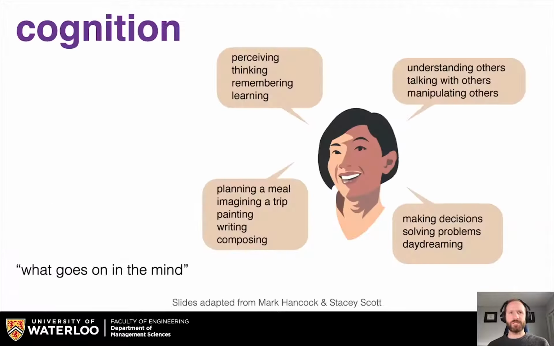Let's talk about cognition. Cognition is what goes on in the mind. It includes activities like perceiving, thinking, remembering, and learning, and can be organized to things like planning a meal, imagining a trip, painting, writing, or composing. It involves understanding others, talking, and making decisions, daydreaming even. All of this is what's going on when we talk about cognition.